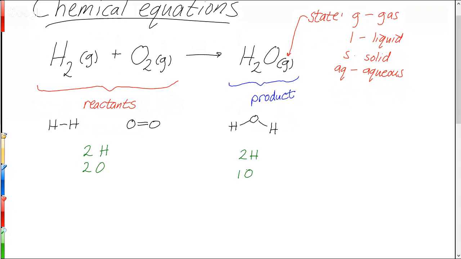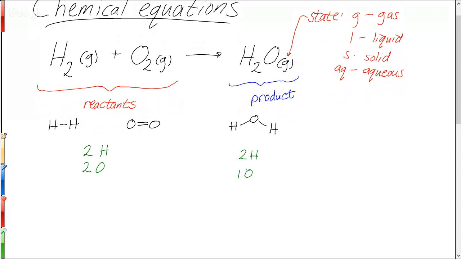Because matter doesn't just disappear. Matter is always conserved in chemical reactions. So we can't magically appear atoms, we can't magically disappear atoms. So what does that tell us about our reaction? It tells us something's not right here, and we have to correct it. So let's first talk about ways not to correct it.